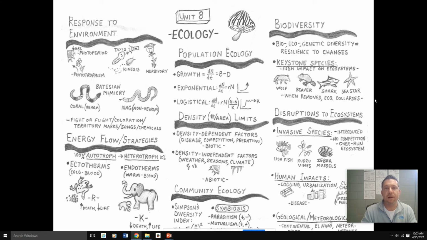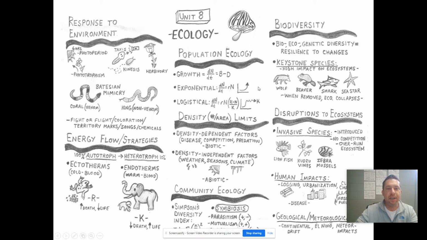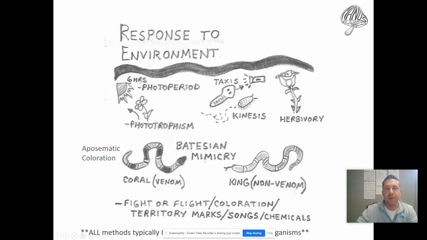Hey guys, today I want to go over AP Biology's Unit 8, which is Ecology. Now, ecology starts off with responses to the environment. A couple examples might be the photoperiod of a plant, which is going to be the plant responding to the length of daylight hours. So, flowering or producing fruit would be a good example.